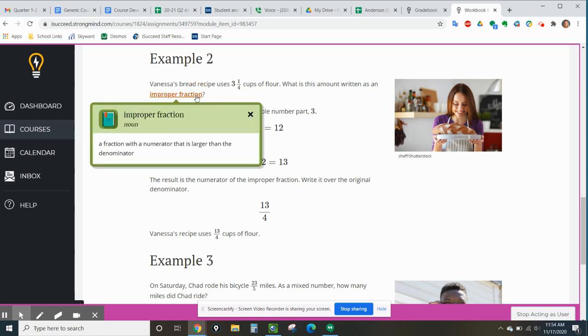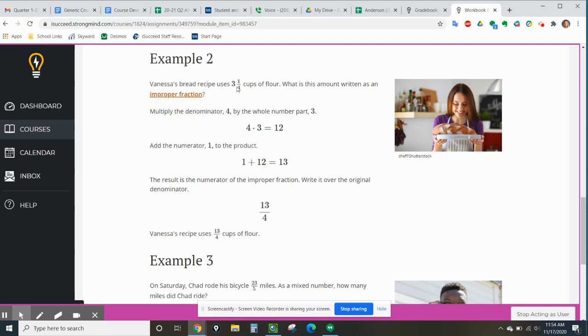If you're not sure what an improper fraction is, you can click here and it tells you. A fraction with a numerator that is larger than the denominator. So this is a mixed number. Sometimes we write things as improper fractions. So let's see how to do that.